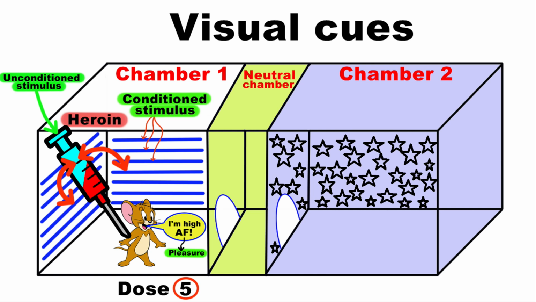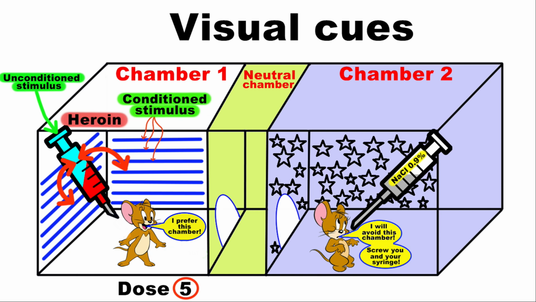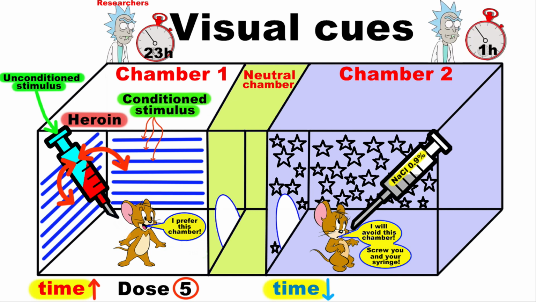After a couple of days, the rodent will prefer the first chamber and will tend to avoid the second one. It spends much more time in the first chamber than in the second one, even without being given more heroin or saline solution. By measuring the amount of time an animal spends in an area associated with an unconditioned stimulus, for example, heroin, the researchers can say if the mouse likes the unconditioned stimulus or not. Our mouse sure likes heroin. Look, 23 hours in the first chamber versus 1 hour in the second.